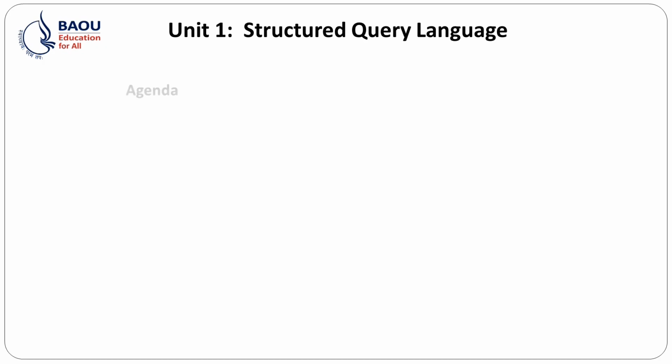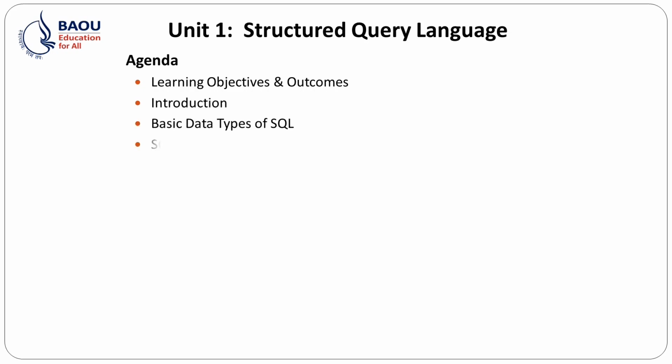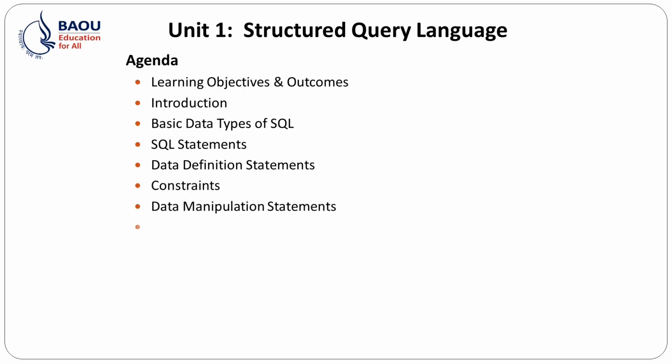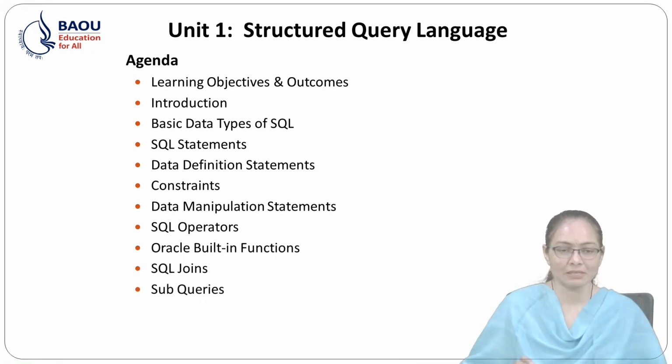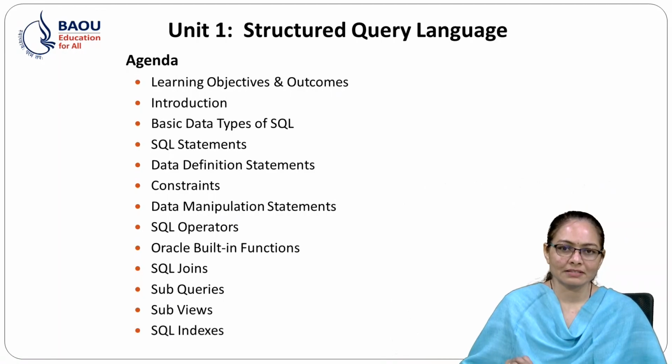First of all, we see the agenda of Unit 1: the learning objectives and outcomes, introduction, basic data types of SQL, SQL statements, data definition statements, constraints, data manipulation statements, SQL operators, built-in functions, SQL joins, SQL subqueries, views, indexes, sequences. All these topics are included in SQL. In the last session, we already completed up to SQL joins. Today, we are going to start with SQL subqueries.